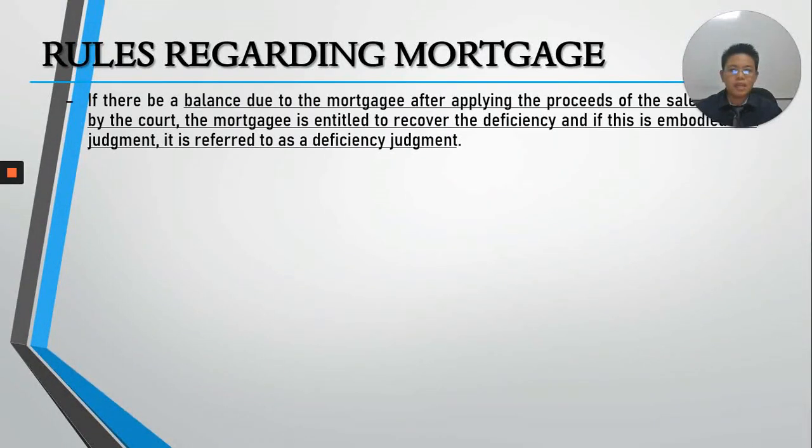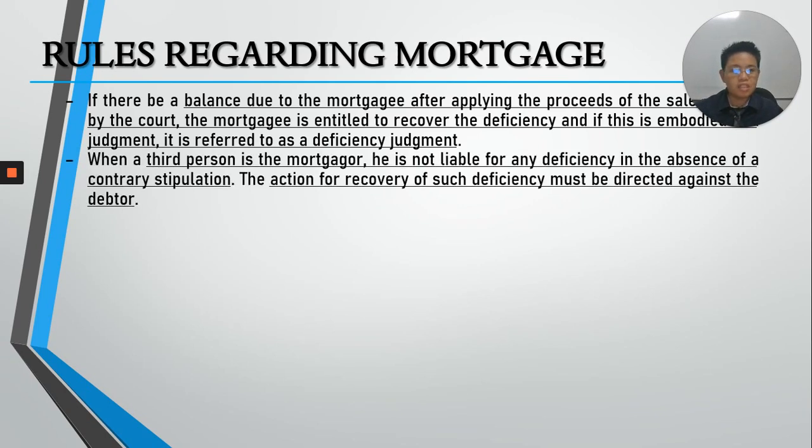So, what else? In addition to that, if there is a balance due to the mortgagee after applying the proceeds of the sale ordered in a judicial foreclosure, the mortgagee is entitled to deficiency. So, merong deficiency judgment. If the entitlement to the deficiency is embodied in the judgment of the court, in the decision of the court, it is referred to as a deficiency judgment. So, third person is a mortgagor. Yun nga, sinabi ko na to kanina, he is not liable for any deficiency in the absence of a contrary stipulation. So, action for recovery of deficiency must be directed against the debtor.